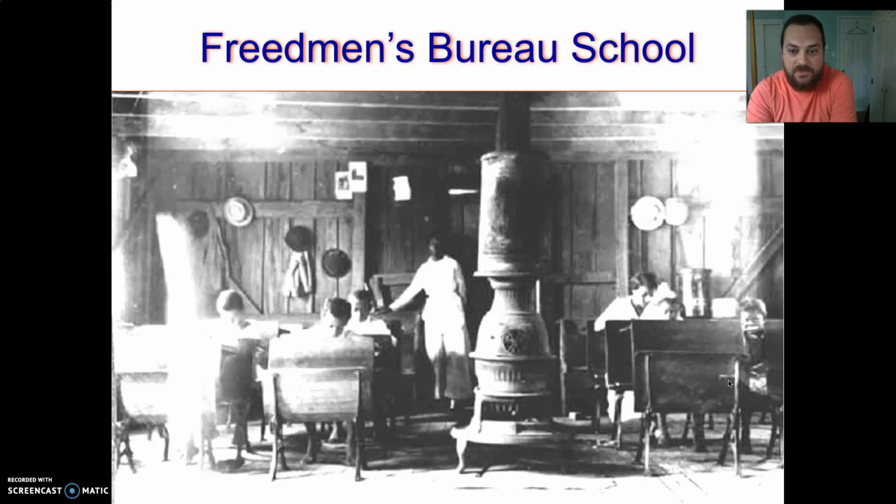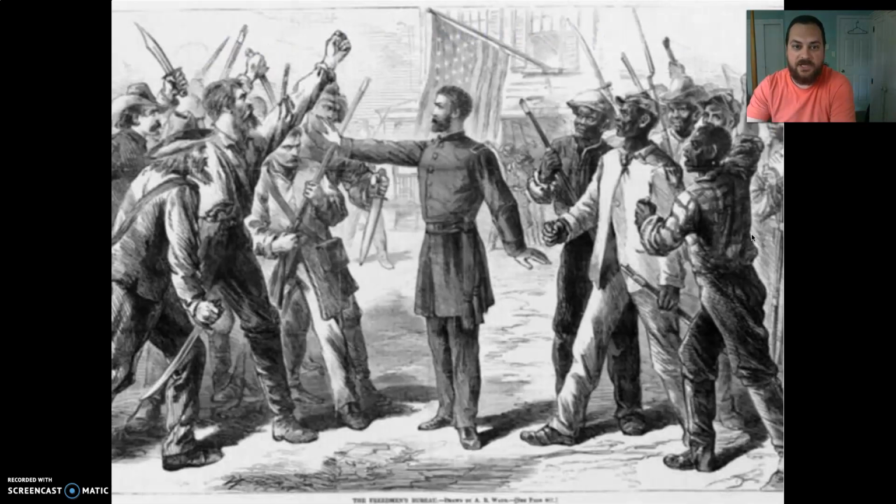Here's a freedmen's school. And you can see there are adults here and children. And it was basically just reading, writing, and arithmetic, right? The 3 R's, but basically a basic education. And the federal government really did help. The federal government, the Union Army, was standing in the way between these newly freed slaves and poor Southern whites.